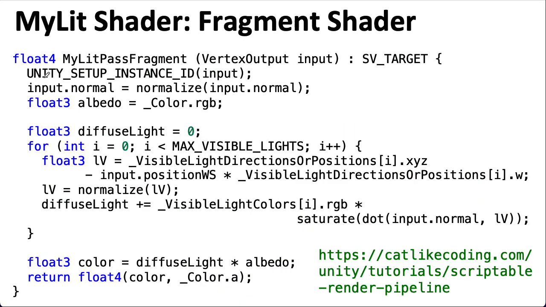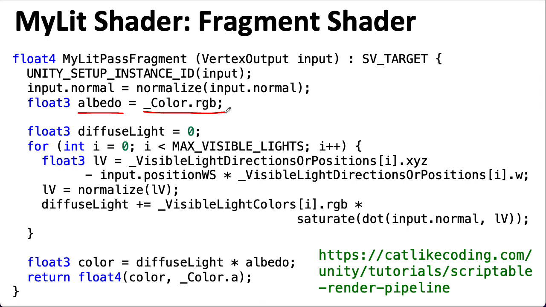So here's the fragment shader. As with the vertex shader, we start with this Unity setup instance ID macro. It's just a weird magical Unity thing that deals with GPU instancing. You can take it on faith. All right, so we have the normals coming in, but remember this is coming in through a texture coordinate, and when it goes through the interpolation hardware, there's no guarantee the result is going to be normalized, so we need to normalize it ourselves.